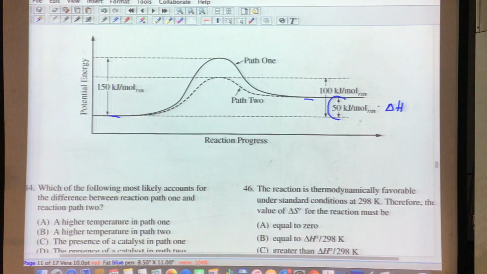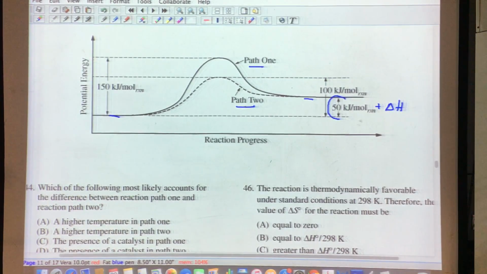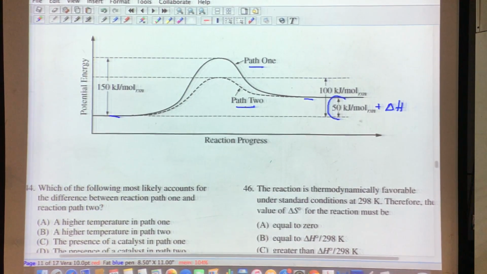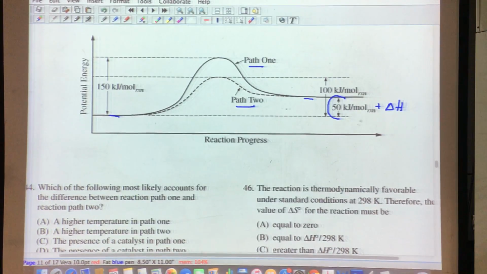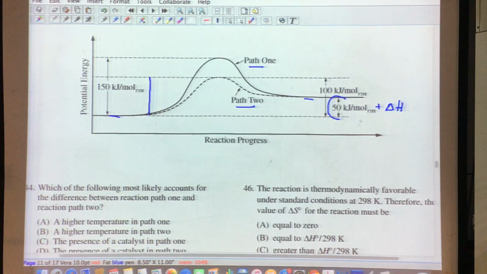So my delta H is positive 50. Now, the difference between path 1 and path 2 depends upon usually a catalyst. A catalyst will start a whole series of steps, a brand new mechanism that wasn't there without it. So it's not about temperature, okay? This is measuring basically different heights or different barriers to start the reaction, or I should say different activation energies. This is the activation energy to overcome this barrier for the reaction to occur. And of course, this lowered path is the lowered activation energy.